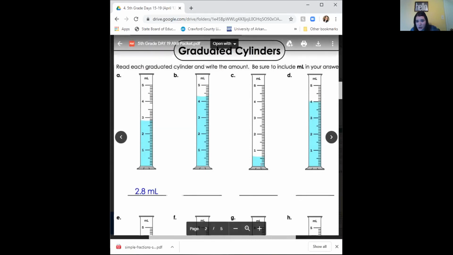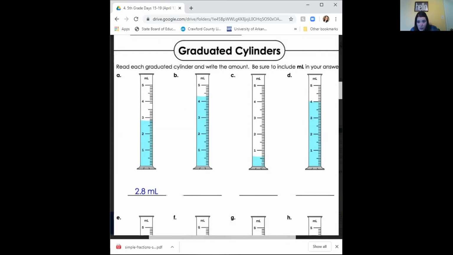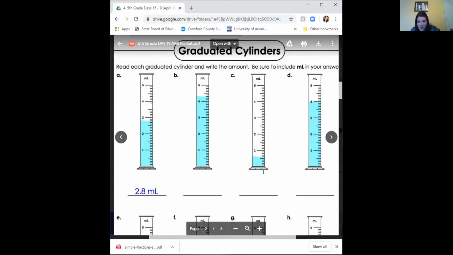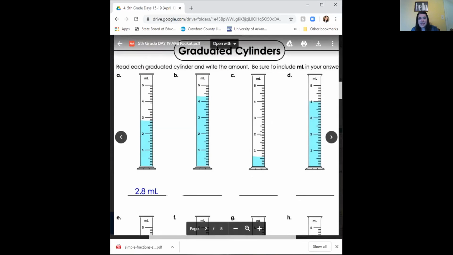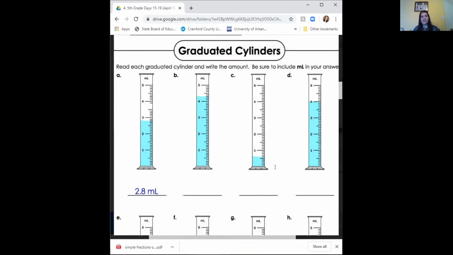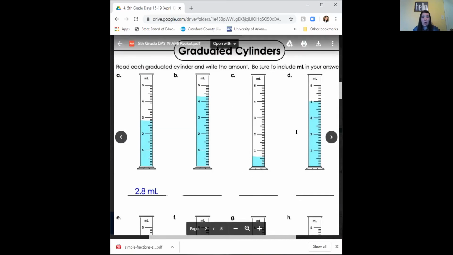Okay, so on this one, it doesn't go past a whole number. So it's just going to be point, and then count your little dashes. 0.1, 2, 3, 4, 5, 6. So this one, C, is just 0.6 milliliters. So C is not going to have a whole number that goes with it. It's just going to be 0.6 ml for milliliters.